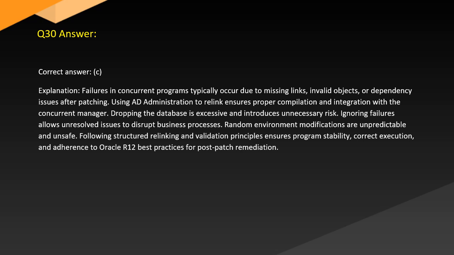Answer. Correct answer. See explanation. Failures in concurrent programs typically occur due to missing links, invalid objects, or dependency issues after patching. Using AD Administration to relink ensures proper compilation and integration with the concurrent manager. Dropping the database is excessive and introduces unnecessary risk. Ignoring failures allows unresolved issues to disrupt business processes. Random environment modifications are unpredictable and not safe. Following structured relinking and validation principles ensures program stability, correct execution, and adherence to Oracle R best practices for post-patch remediation.